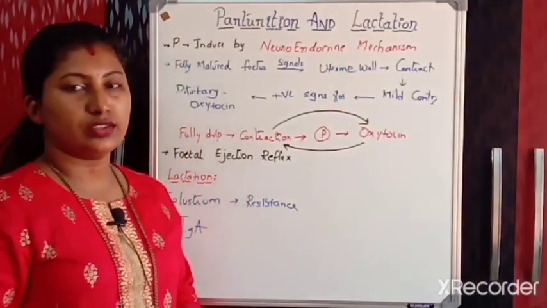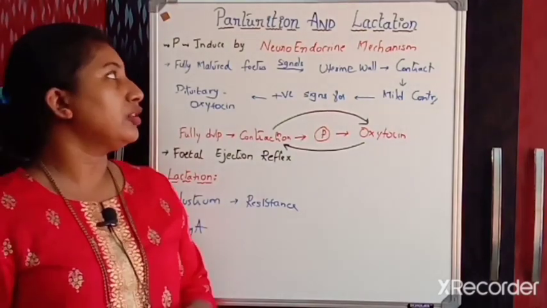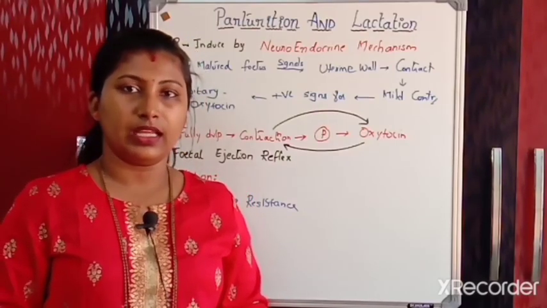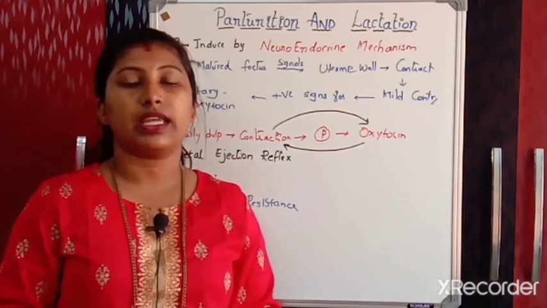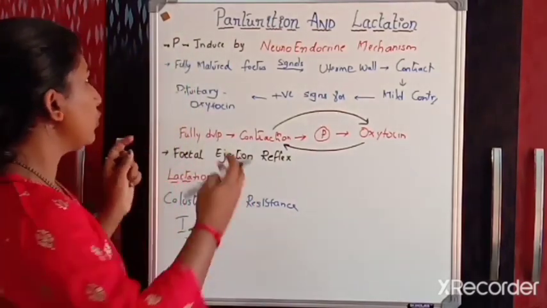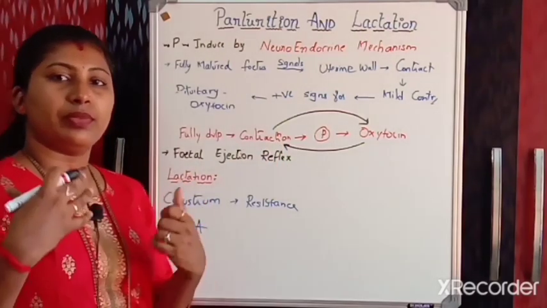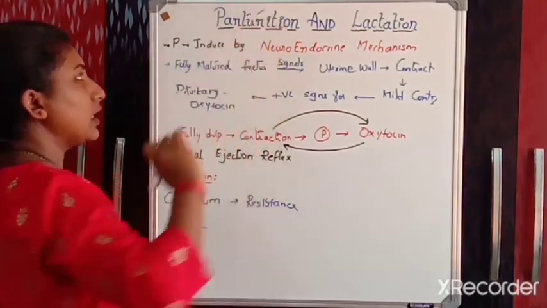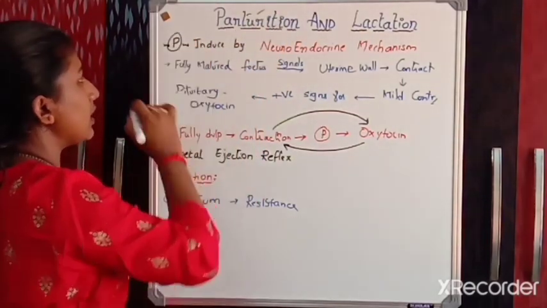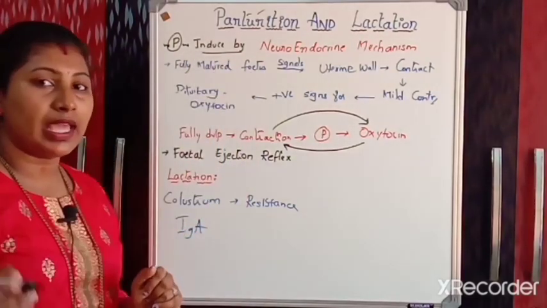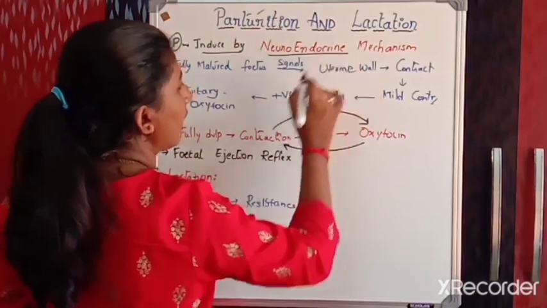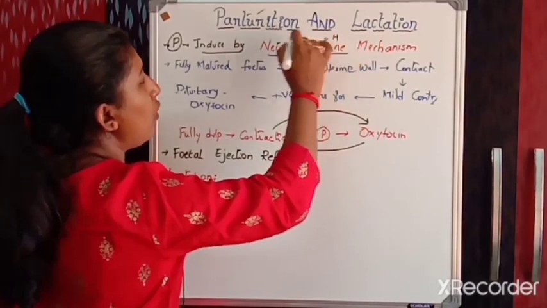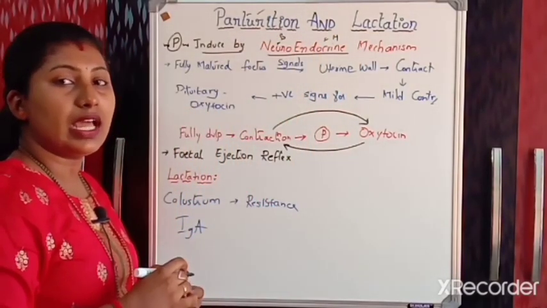So let's discuss our last topic of this chapter, that is parturition and lactation. In the previous segment we discussed pregnancy, right? Pregnancy takes around 9 months in human females. After that, when the baby is fully matured by 9 months, the parturition process takes place. This parturition process is induced by a special mechanism called the neuroendocrine mechanism. Here neuro refers to brain and endocrine refers to hormone. So there is a link between brain and hormones.